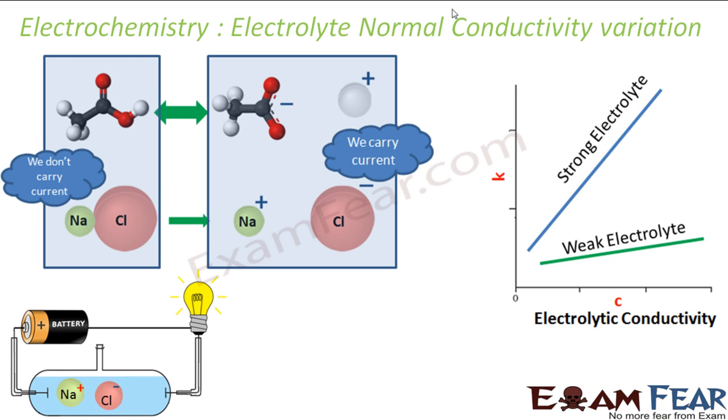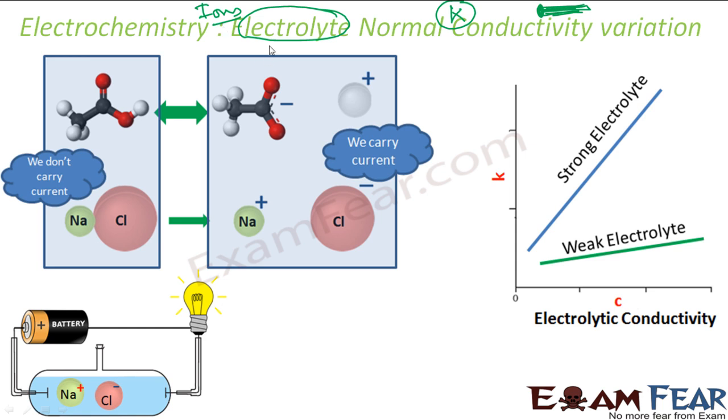So here we are talking about the normal conductivity, that is K. The definition of conductivity of a material is nothing but its conductance when it is 1 meter long and its cross section area is 1 meter square. That is the conductivity of this solution. Please note I'm talking about the electrolyte conductivity variation. So in this case, my current carriers are ions.